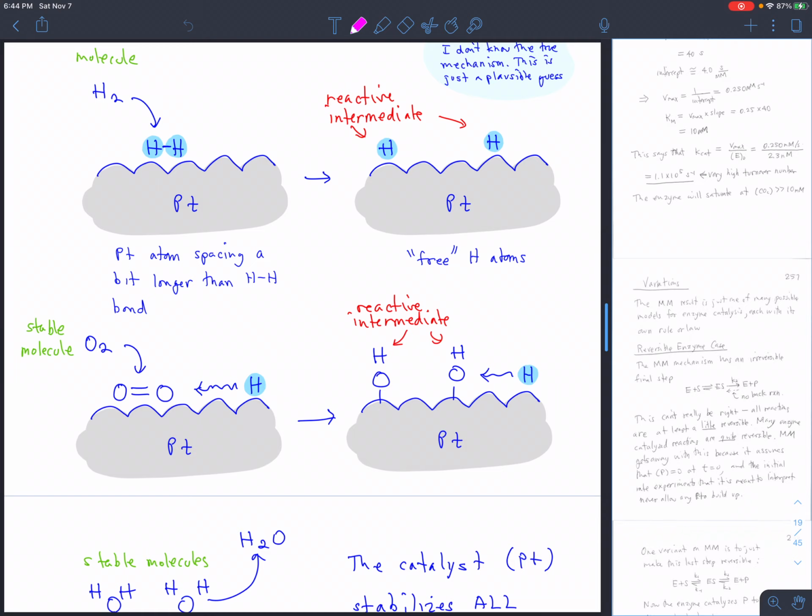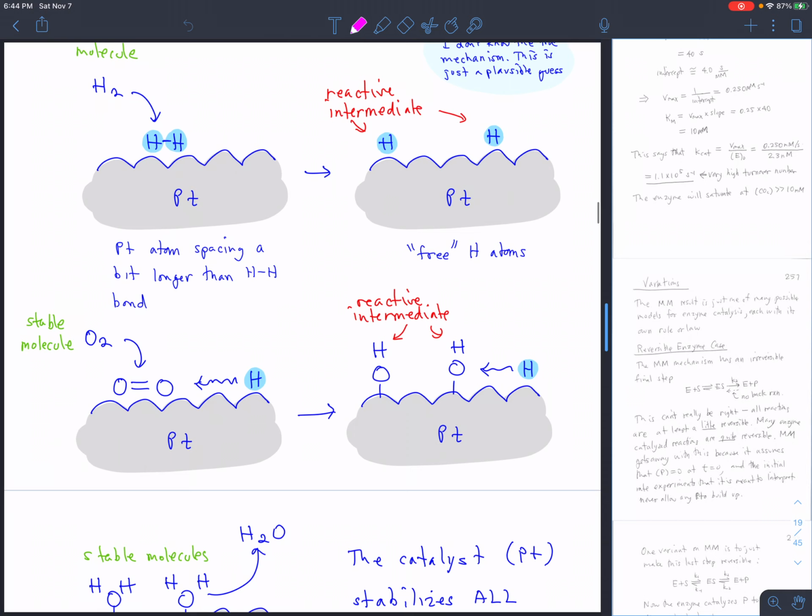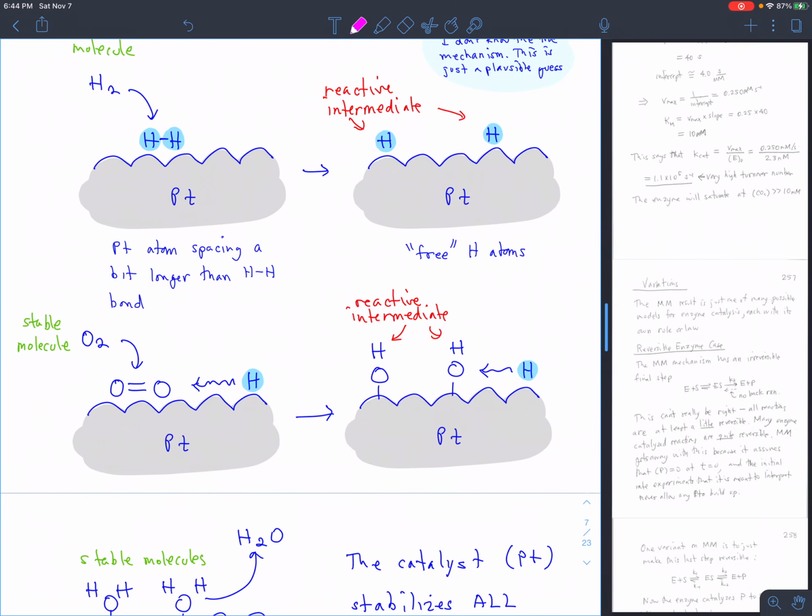So, all right, the first step is the H2 binds. Then the bond between the two H atoms breaks, and then the H atoms become loose H atoms on the surface, and they can probably run around. I mean, in a lot of cases that's true. I don't know for sure if it's true for hydrogen on platinum, but it probably is.